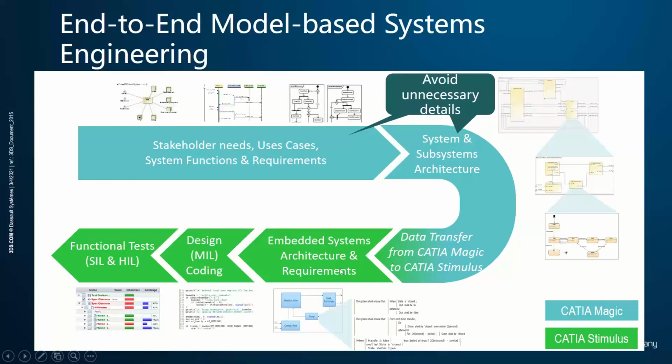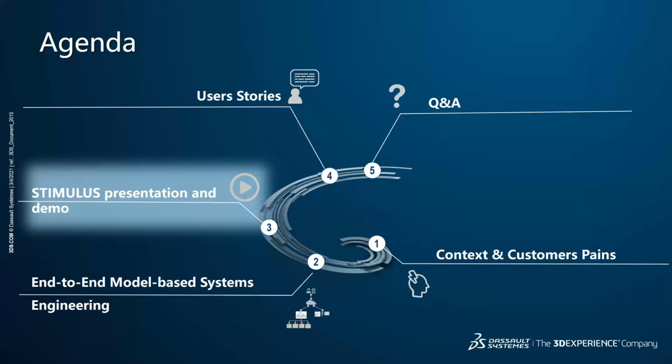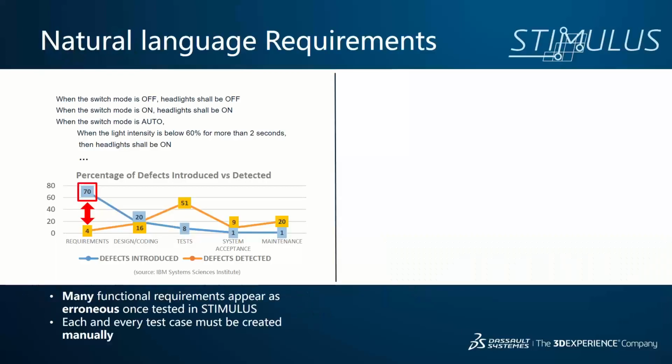So first phase, you don't want to get into every detail. Next phase, you do want to capture all the details. And it's not exactly the same formalisms that will be used, but we have the possibility from CATIA Stimulus to reuse data coming from CATIA Magic to ensure this digital continuity, which is very, very important to us. And as you will see in the demo, we go until the end of the validation, until the HIL validation, hardware-in-the-loop validation. Let's see how we address these challenges.